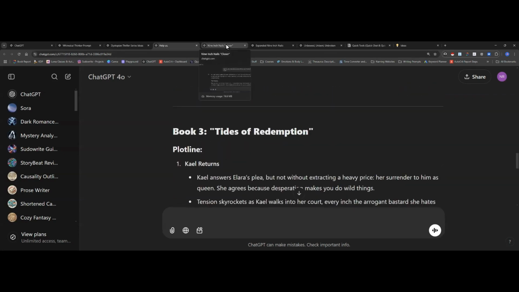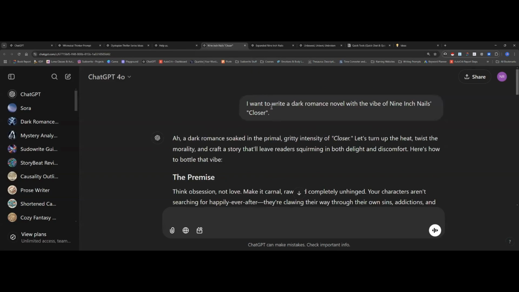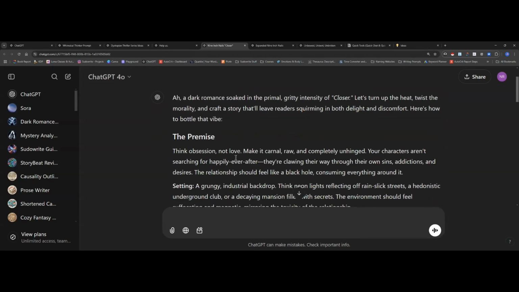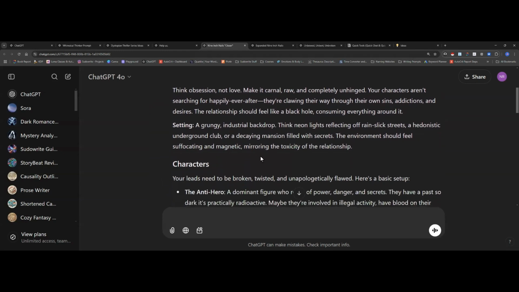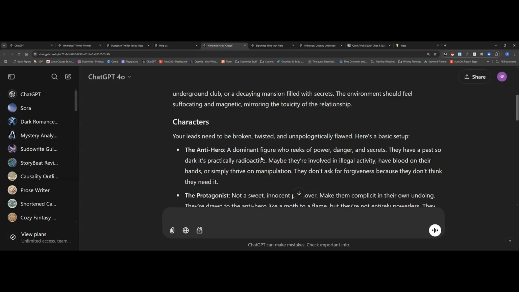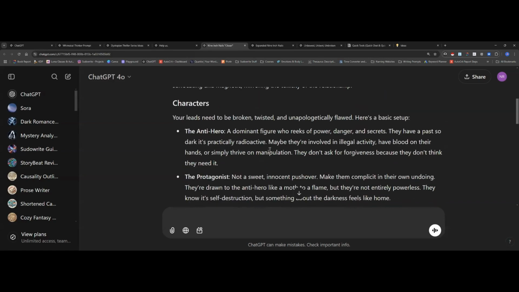Right? So you don't have to have an idea at all. You don't have to have a prompt. For example, I told it, I want to write a dark romance novel with the vibe of Nine Inch Nails' Closer. And this one pretty much hit the nail on the head for what I was looking for. So think obsession, not love, carnal, raw, and completely unhinged. Grungy industrial backdrop. I'm loving the setting, the setup, at least for this, even if I don't like the story itself.